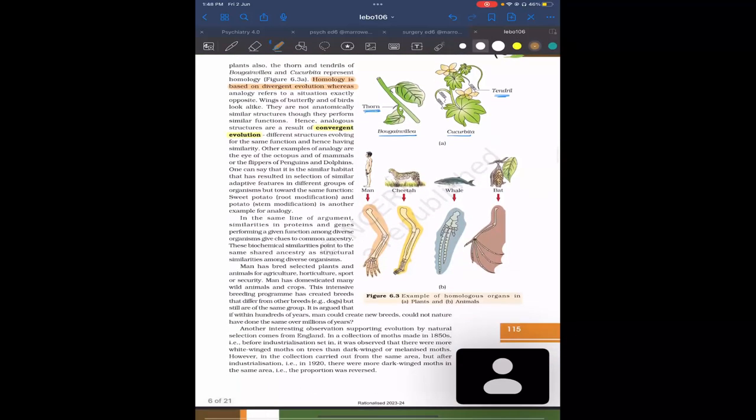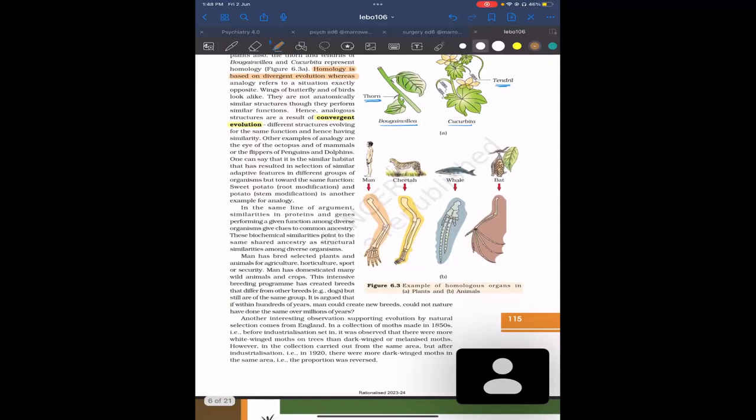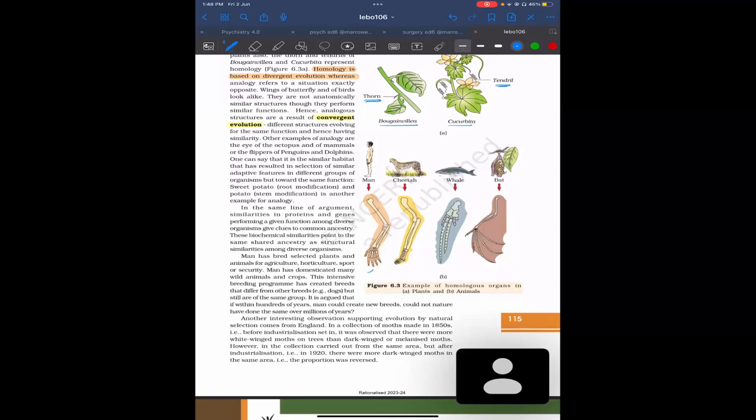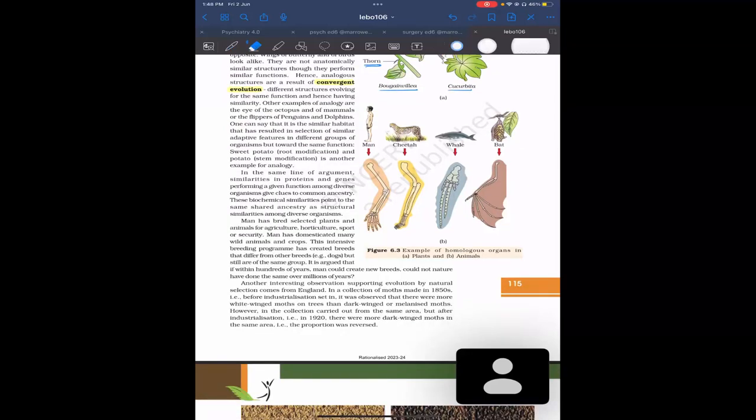Then comes convergent evolution. Now this is also an example of homology here: man, cheetah, whale and bat. All of them have four limbs. Man's four limbs are used for work. Cheetah's four limbs are for running. Whale's four limbs are for swimming and bat's four limbs are for flight. So this is also divergent evolution.